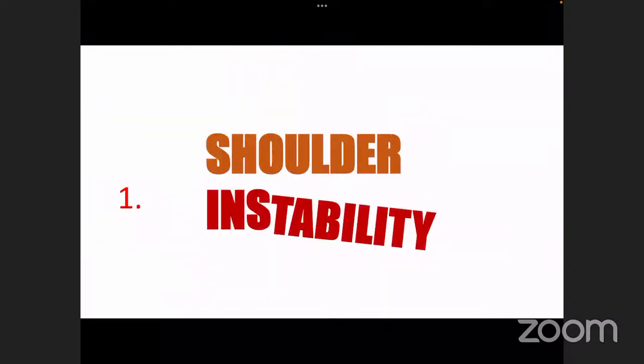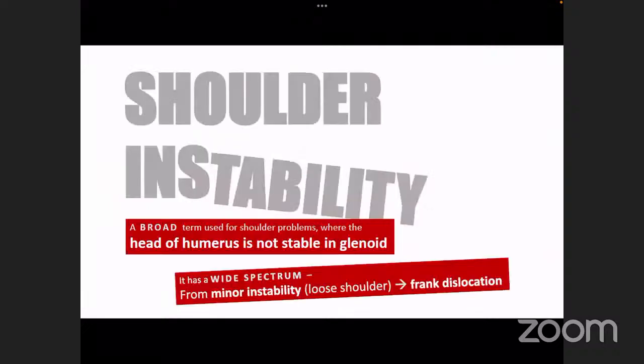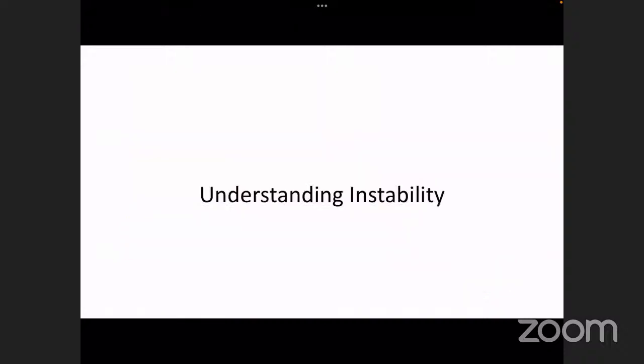So to concentrate on our main talk today, it's about shoulder instability, and it's very important to distinguish between traumatic and atraumatic shoulder instability. This is a broad term used for shoulder problems where the head of the humerus is not stable in the glenoid. It has a wide spectrum from minor instability or micro-instability to a frank dislocation. So in order to understand instability, Dr. Nasser provided us with a very nice 3D image in order to explain these topics.